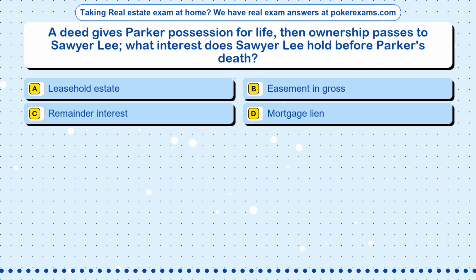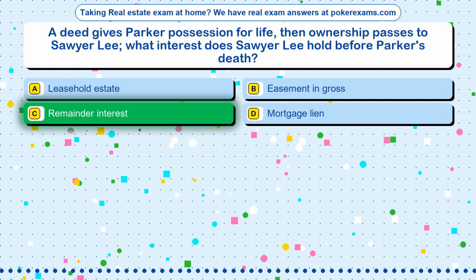Question 19. A deed gives Parker possession for life, then ownership passes to Sawyer Lee. What interest does Sawyer Lee hold before Parker's death? Option A, leasehold estate. Option B, easement in gross. Option C, remainder interest. Option D, mortgage lien.